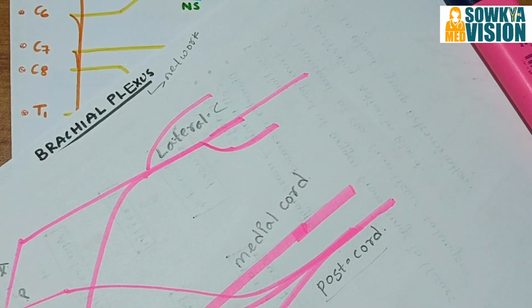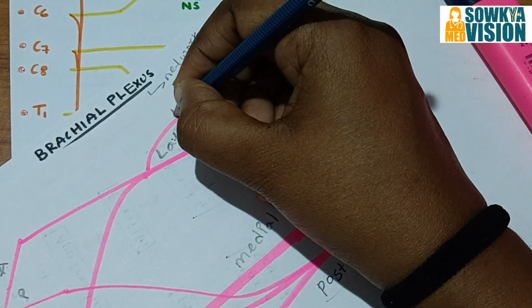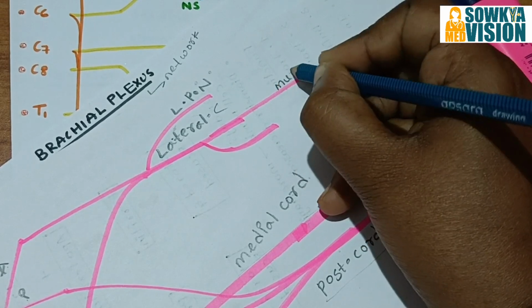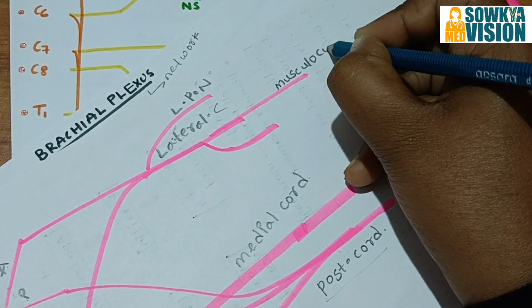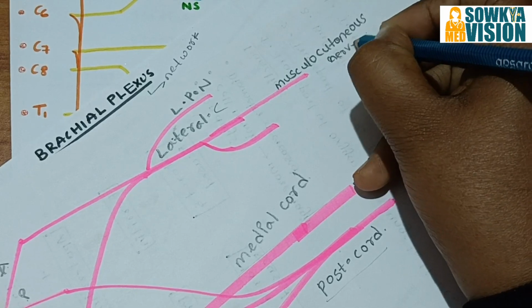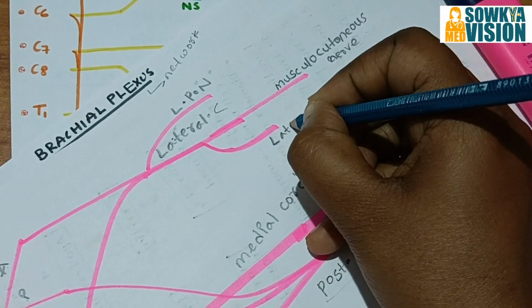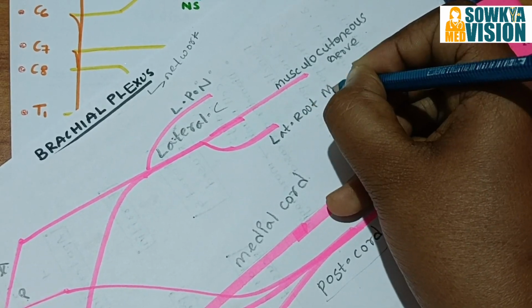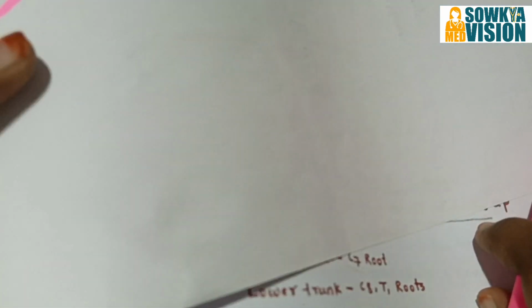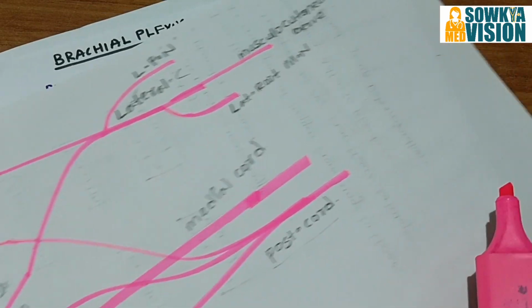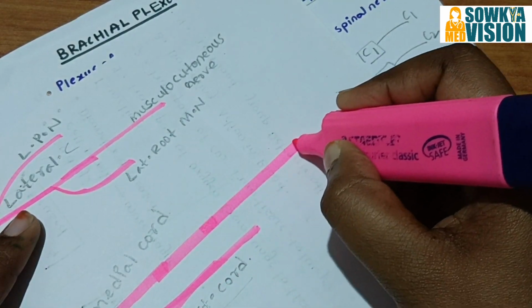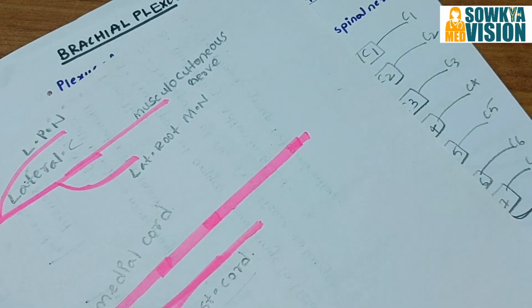Yes, now here we will label it as lateral pectoral nerve. Yes, it is a musculocutaneous nerve. Musculocutaneous nerve, and this is lateral root of median nerve. These are the branches of what? Lateral cord. Yes. Now what are the branches from medial cord? Now it is extended as ulnar nerve.